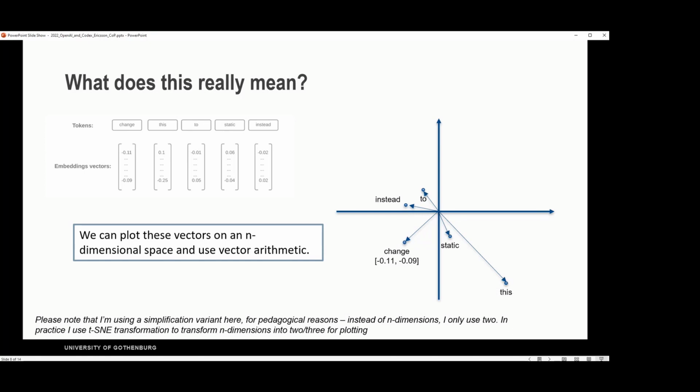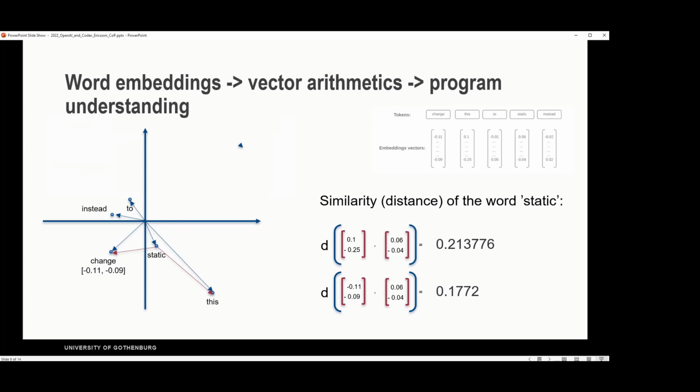Now, that also means that if I know those kinds of things, and if I understand words in terms of vectors, I could do some vector arithmetic on that. And the trick used behind Codex and all the transformer generators is that the placement of those words in those vectors has a meaning, so that I can actually do the vector arithmetic. In essence, I could, for instance, calculate the distance between different words. For instance, I could calculate the distance between the word static and the word change, and the word static and the word this. As you see, the word static is much closer to the word this than it is to the word change. It's not in my picture, but according to the distances, those words are much closer, so to say.